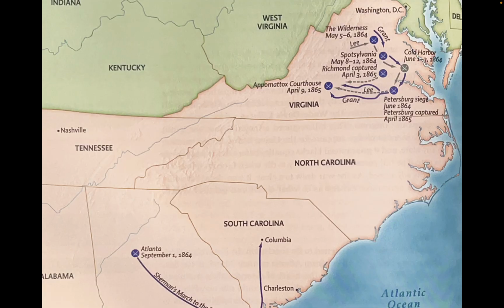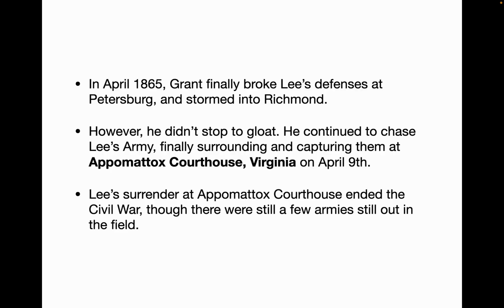So here are some of the places. We already looked down south at Sherman and his march. Here we see Grant around the Wilderness and around Petersburg, and we see him eventually moving towards Richmond and eventually towards Appomattox Courthouse, which is going to be the end of this war.